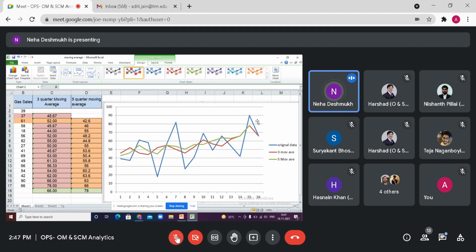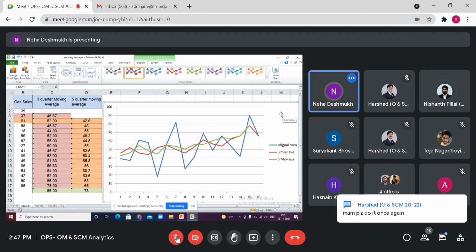Are you with me? Class, is this clear or not? Ma'am, how did you add more line charts in one single graph? I am showing. First, try to understand the interpretation. Yes, ma'am, this I understood.